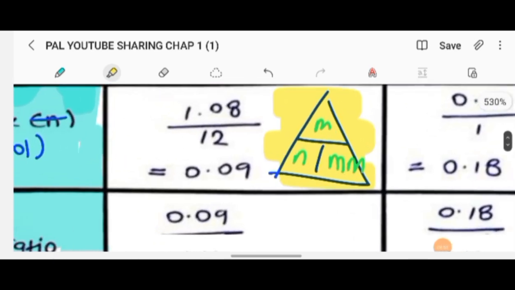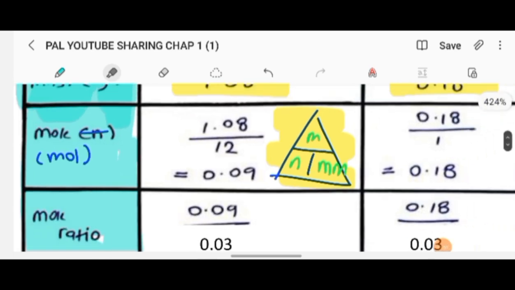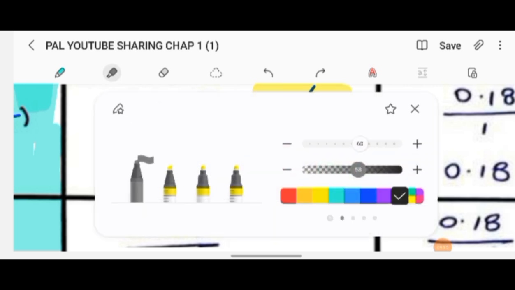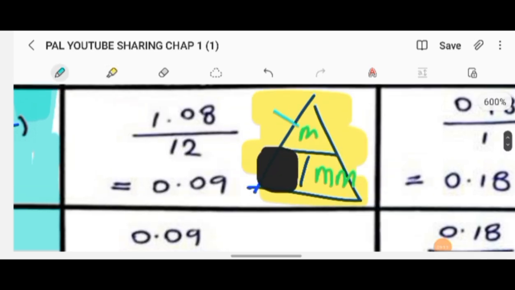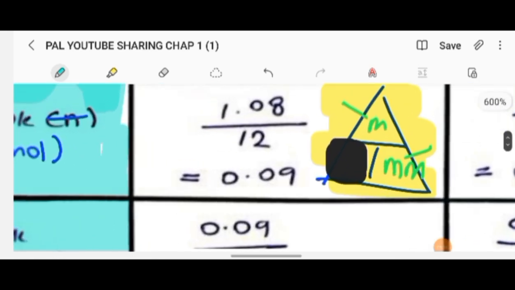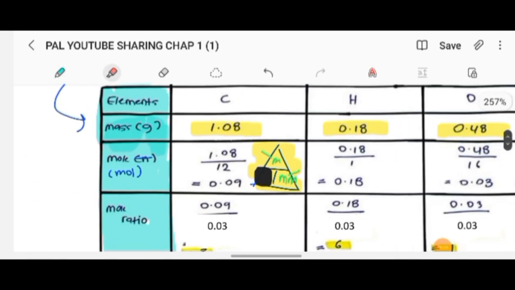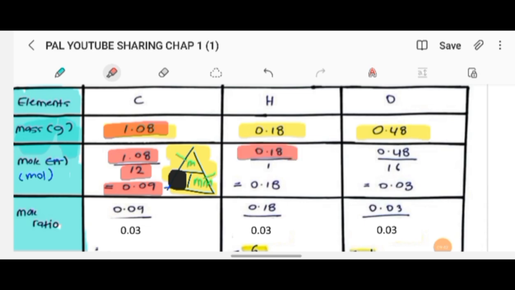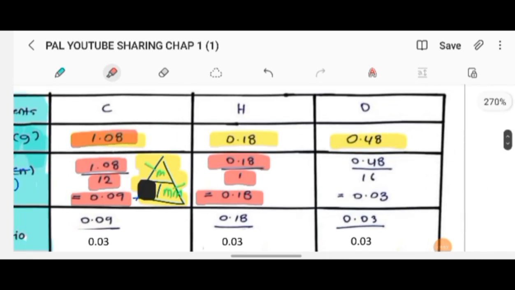So we cover the mole, because we want to find the mole of carbon, hydrogen and oxygen. And then in the formula we have to put in mass and molar mass. So the mass for carbon is 1.08 divided by the molar mass, which is 12, and we get 0.09. The same for the others: the mass of hydrogen is 0.18 over 1, which is the molar mass of hydrogen, and we get 0.18. And the mass of oxygen is 0.48 that we got just now, divided by 16, the molar mass of oxygen, and we get 0.03.